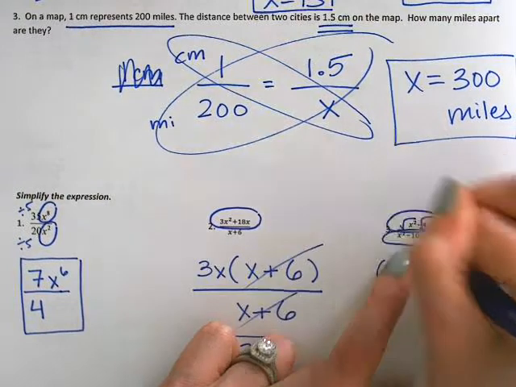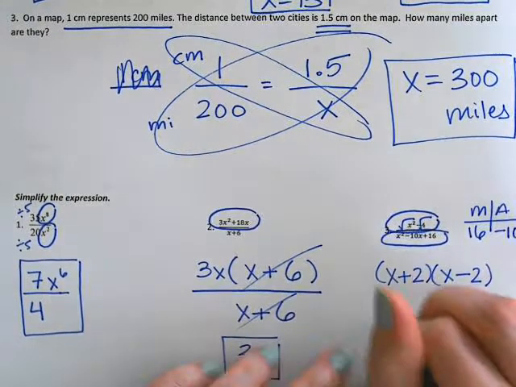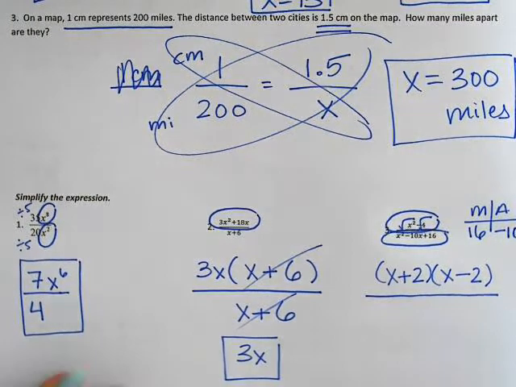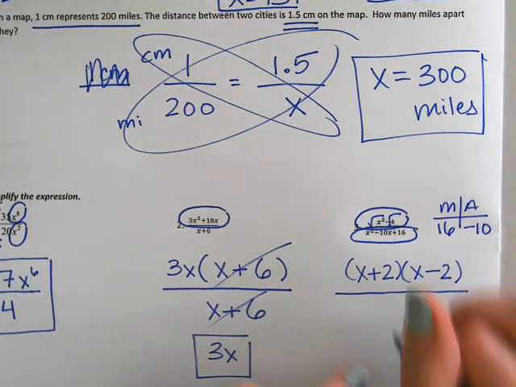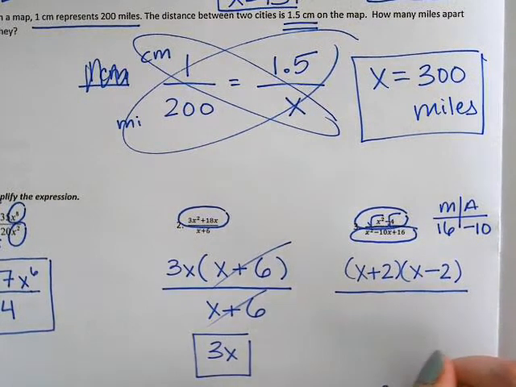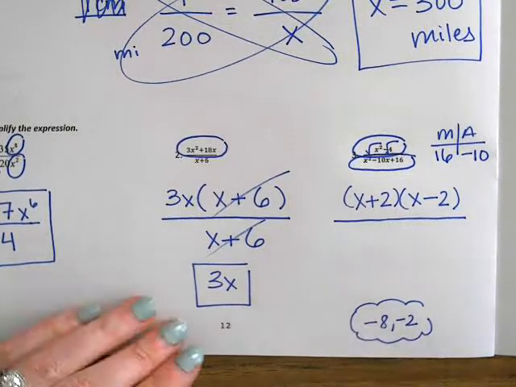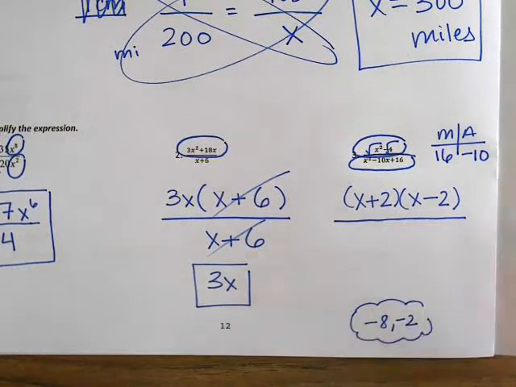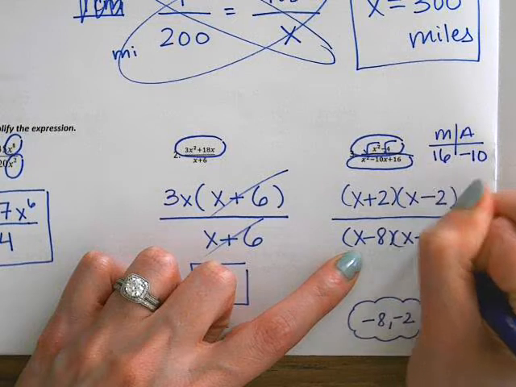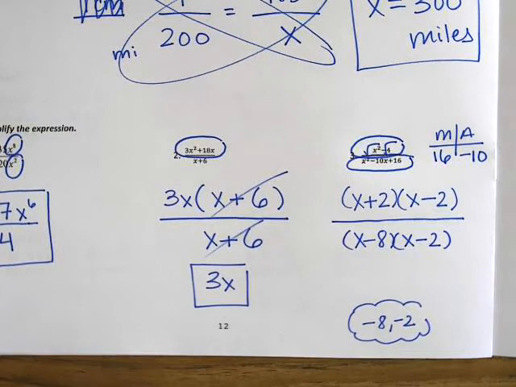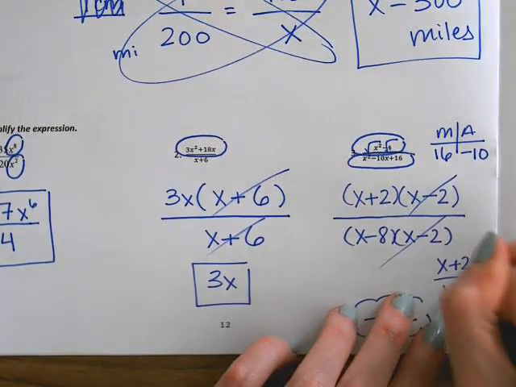2 numbers that multiply to 16 but add to negative 10. What are those numbers? Multiply to 16, add to negative 10. It's negative 8 and negative 2. Right? Multiplies to 16, adds to negative 10. So then in the denominator, we have x minus 8, x minus 2. All right, these cancel. Final answer, x plus 2 over x minus 8.